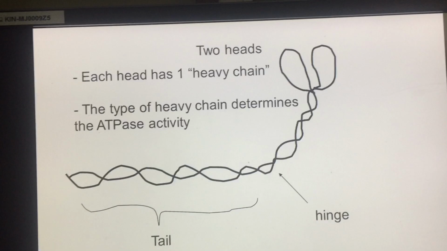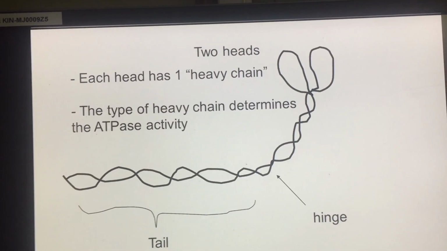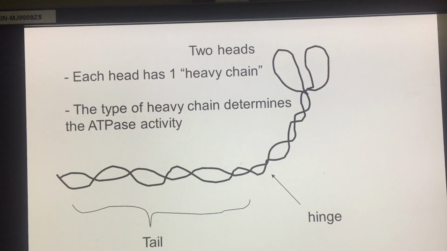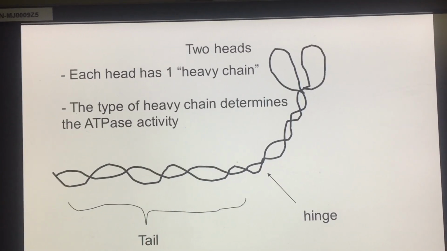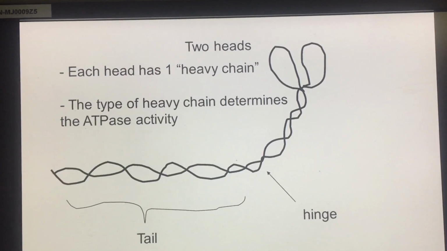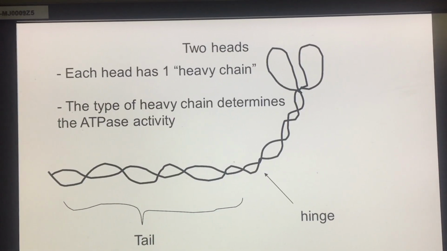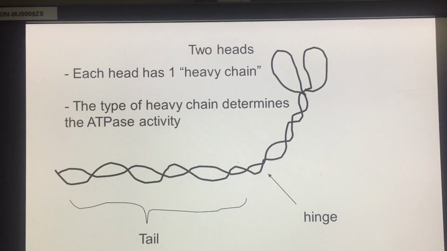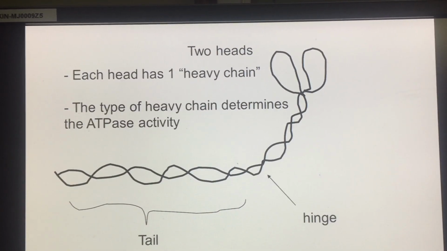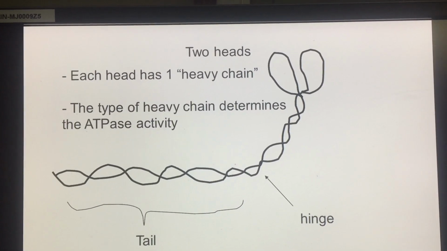The two heads have a protein called heavy chains. So each head has one heavy chain, and it's the type of heavy chain that ultimately determines your fiber type and also the amount of ATPase activity you have. So that's the enzyme that breaks down your ATP to give you energy.